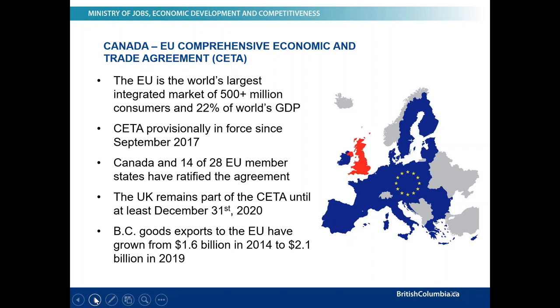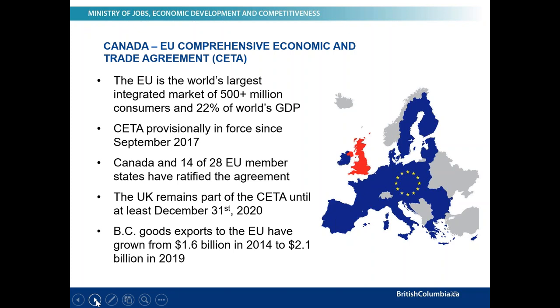So BC goods exports to the European Union have grown from 1.6 billion in 2014 to 2.1 billion Canadian dollars in 2019, making the European Union BC's largest trade partner. And while it is difficult to determine the precise impact of this FTA on trade levels, the trend in EU-bound exports from BC is definitely a positive one.